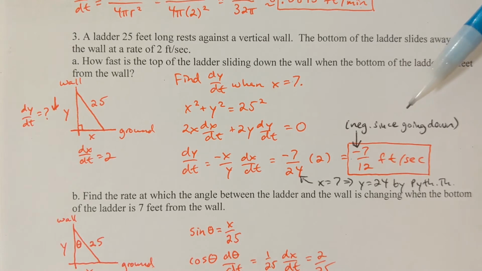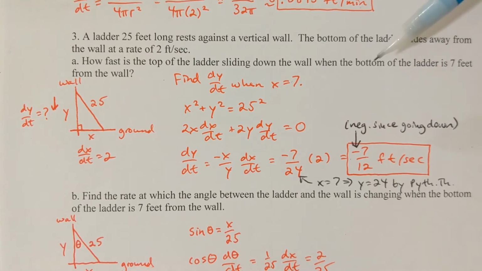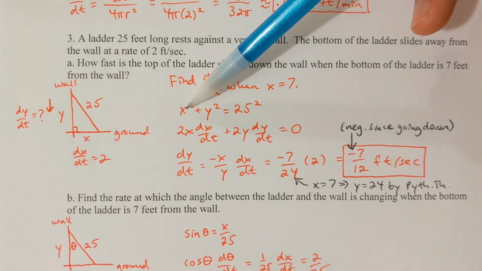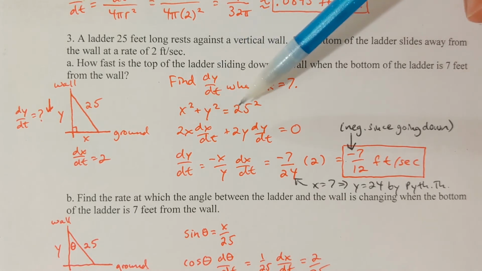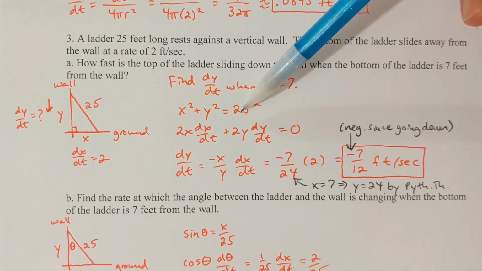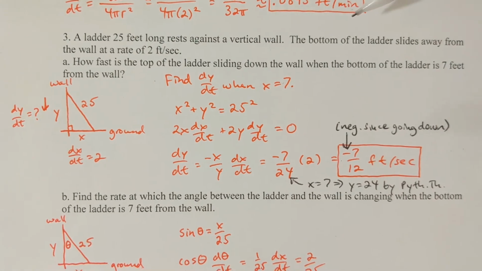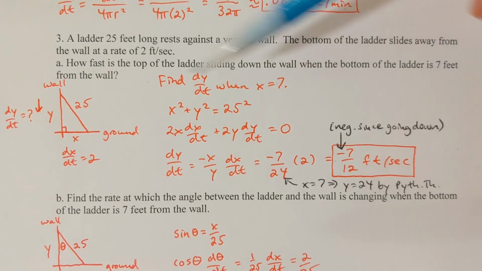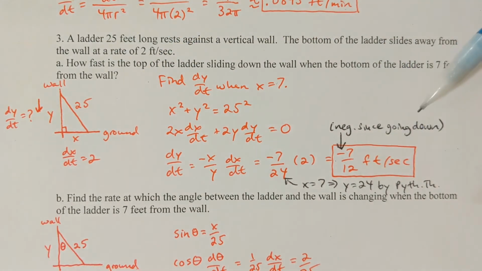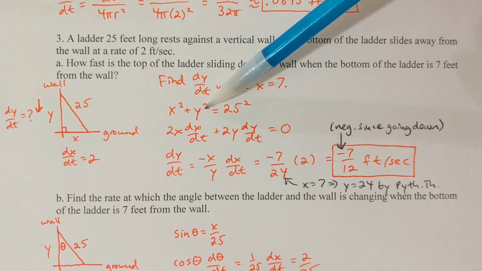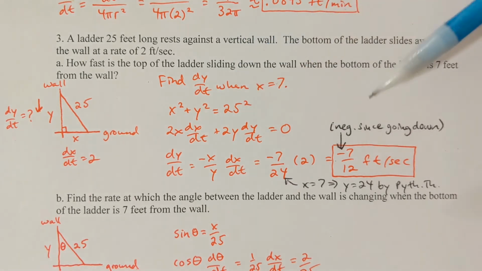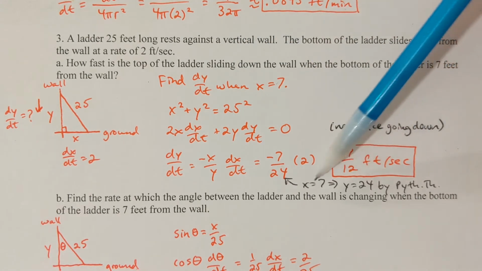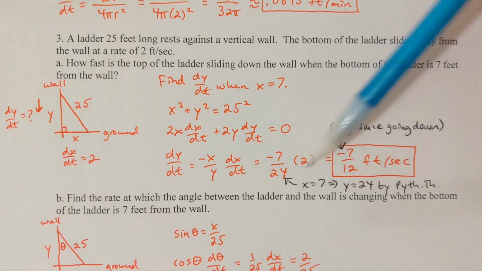Well, to get y, I can use the Pythagorean theorem again. If x is 7, and the hypotenuse of this triangle is 25, then the height of the triangle would be 24. So in other words, 7 squared plus 24 squared would be 25 squared. You can do a side calculation in getting that. Y is 24.